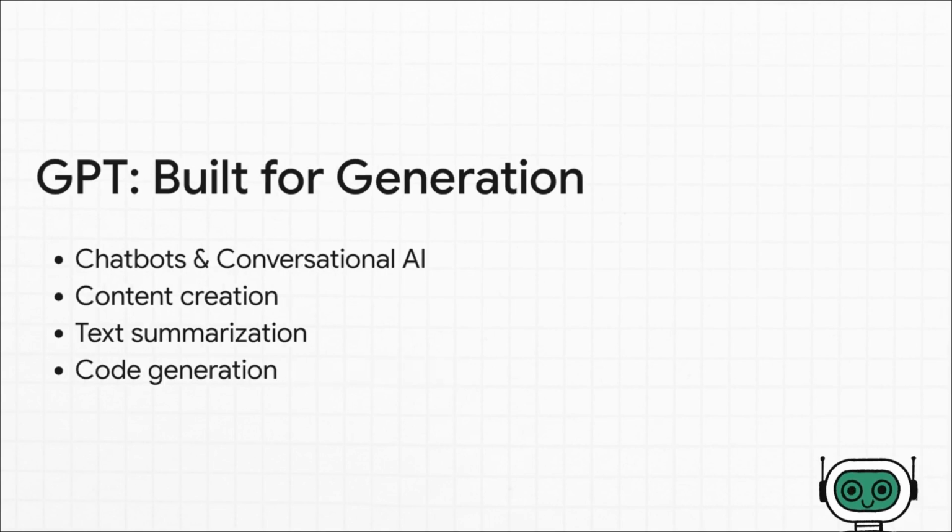And GPT, our storyteller, is purpose-built for generation. Its uncanny ability to predict the next word makes it the engine behind modern chatbots and conversational AI. It's used for writing articles, summarizing long documents, and even generating code. Basically, if the task is to create something new, GPT is almost certainly the right choice.